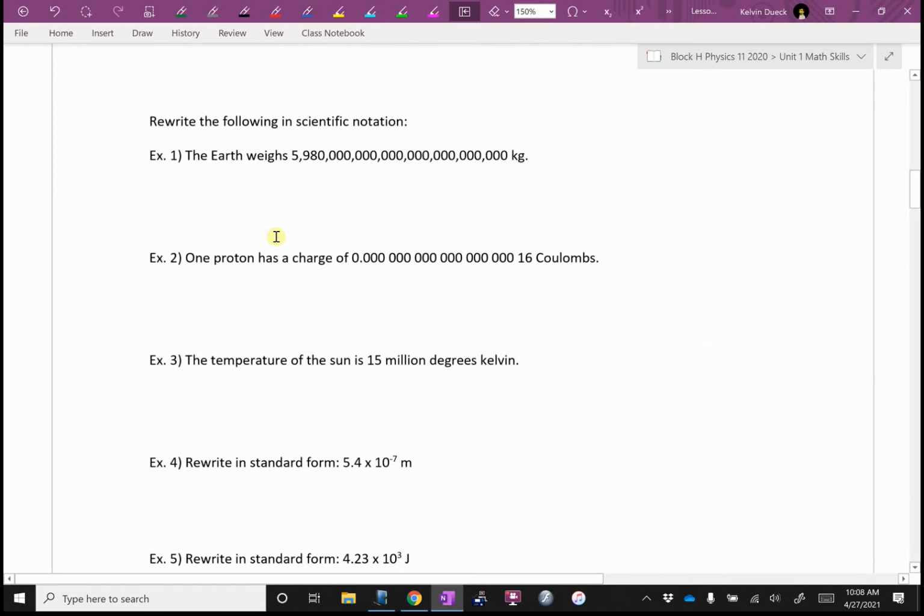First, before you can do it on your calculator, you have to be able to do it in your head. Rewrite in scientific notation, the Earth has a mass of that many kilograms, which it does. But you would never write that out. What will the first bit that I write be? If I'm writing this in scientific notation, what will I write? Okay, first thing I would do is I would go 5.98 times 10 to the. And then I'm going to count decimals.